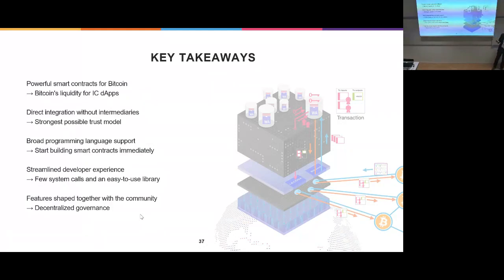Because there have been many cases where intermediaries like bridges have been hacked and Bitcoin or other cryptocurrencies were lost. So this is the strongest possible trust model, and it's unique in the blockchain world to do such a direct integration. No one else has been able to do this before.